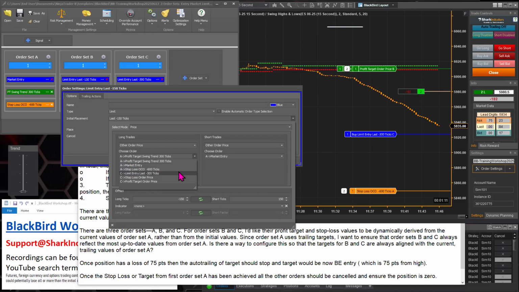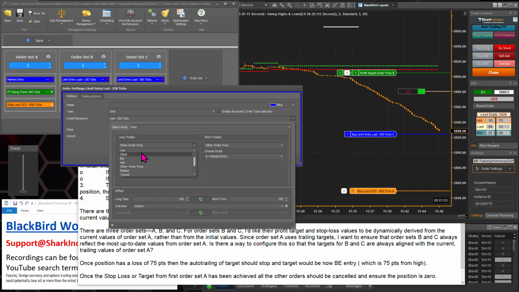But again, the other order prices here isn't 100% fleshed out. I think it's like 98% there. But Jeremy had to move on to other projects, so I'm sure at some point we'll come back and revisit this. I'm pretty sure there are some further improvements we can make. But for now, we're going to use the last price here.